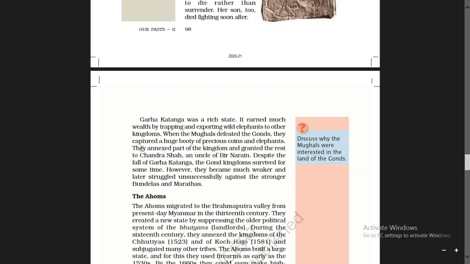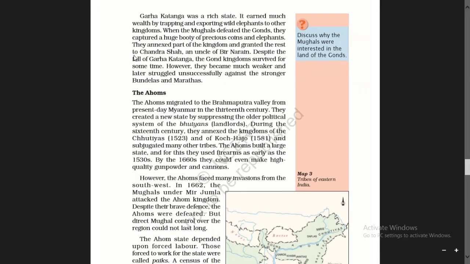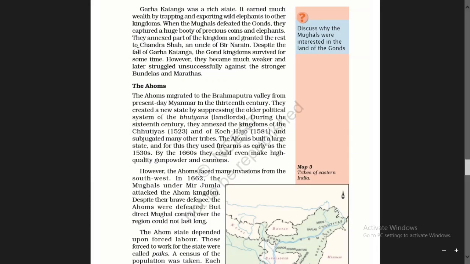So when the Mughals defeated these Gonds, they won a huge booty of precious coins and elephants. They annexed, meaning added as an extra, part of the kingdom and granted the rest to Chandra Shah, an uncle of Veer Narayan.